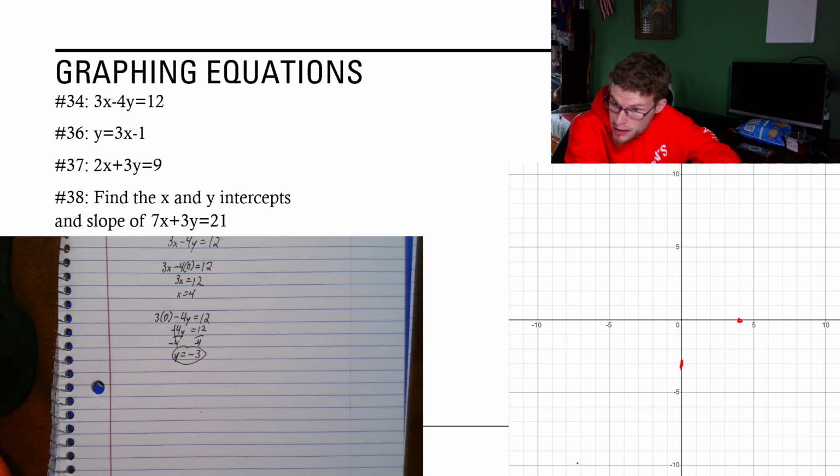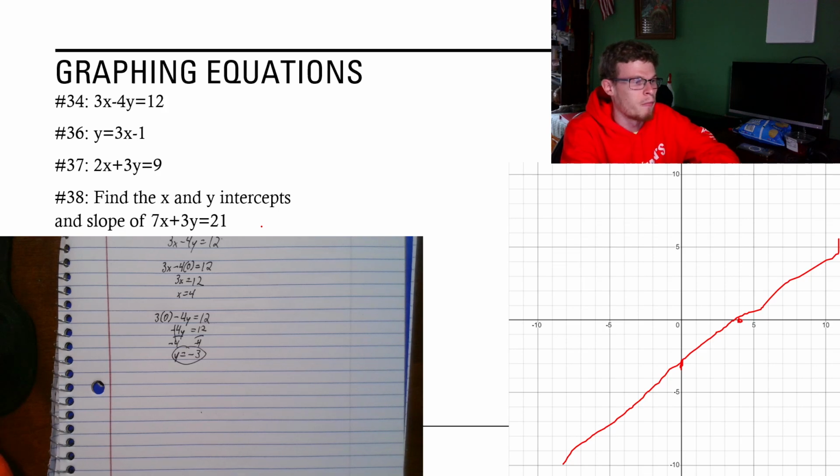And then it comes down to simply drawing a line, which is very simple. Not for me, because I'm not an artist. Anyways, you'll probably have a straight edge that you'll be able to use to graph these a little bit more easily when you do it yourself. But that is how you would graph that one.